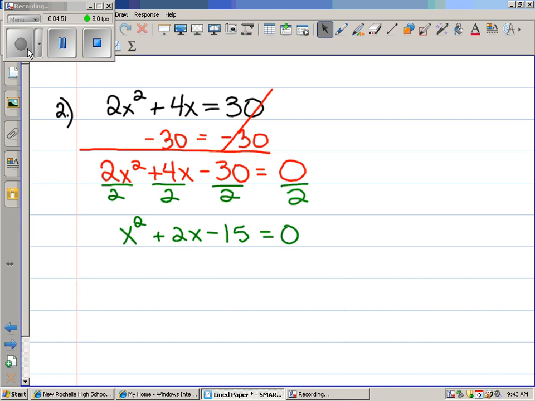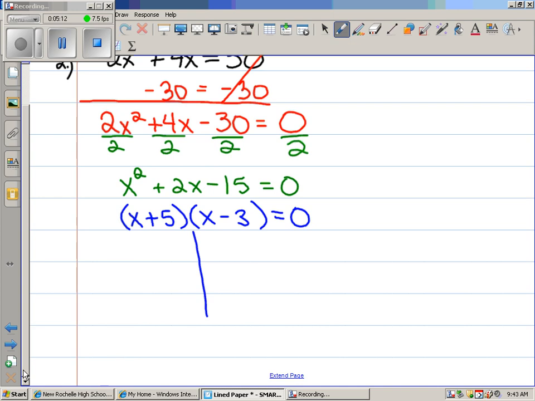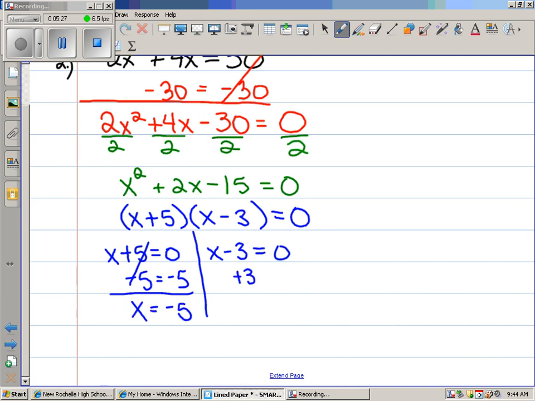Factor. Let's factor it up. Two numbers that multiply to be -15 but add to be +2 are 3 and 5. So x plus 5, x minus 3. After you factor it, what do you do? You find out how much x should be. You set each of these parentheses equal to 0, and you solve it. So minus 5, right? We're going to get x equals negative 5. We're going to add 3 and add 3.